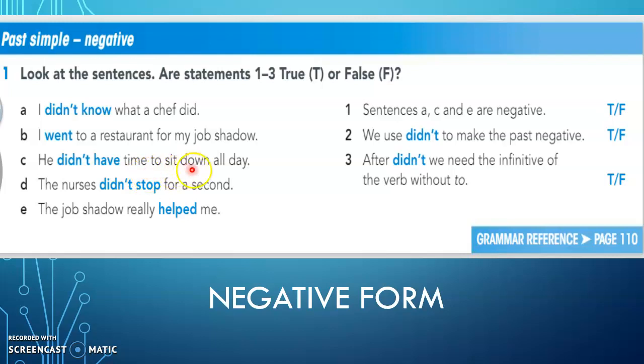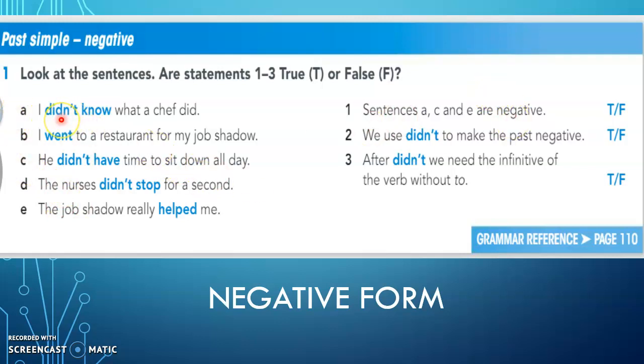I didn't have time to sit down all day. The nurses didn't stop for a second, and the job shadow really helped me. So we have to decide if these rules are true or false. Sentence A and sentence C are negative.